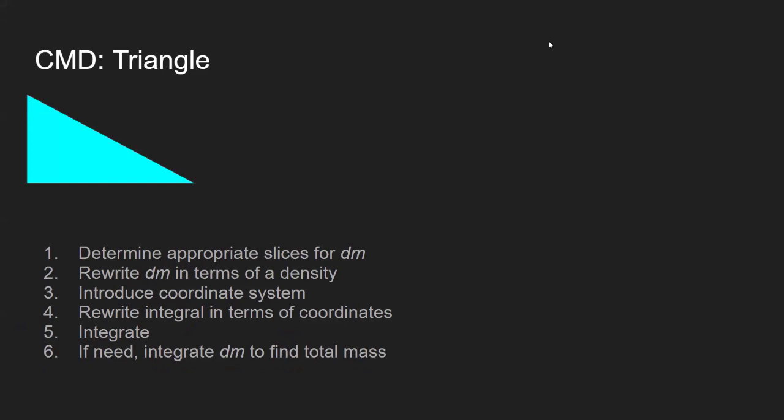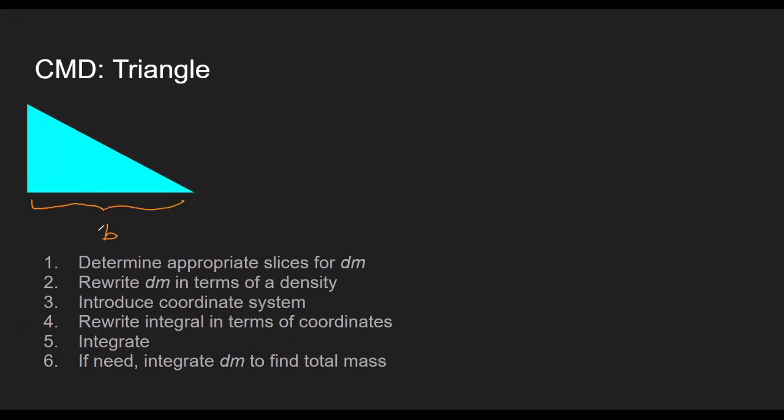So let's actually apply this definition to a particular scenario. We'll look at a triangle with base b and height h and total mass m. So let's rewrite our definition. X center of mass is equal to 1 over m total times the integral of x dm. And so step 1 in our process is to determine appropriate slices for dm.